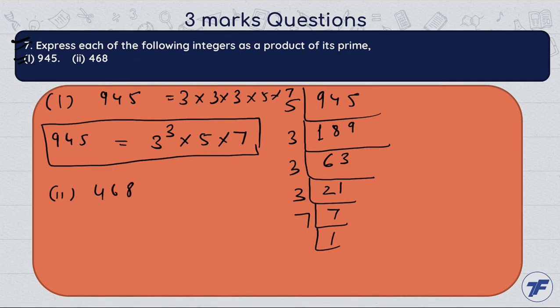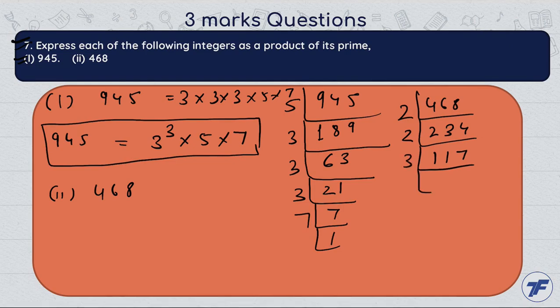468. First of all we have to find the factor. It is divisible by 2 because it is even number. 2 2 ja 4, 3 2 ja 6 and 4 2 ja 8. Again divisible by 2. 2 1 ja 1, 2 1 ja 1 and 7 2 ja 14. Now again it is divisible by 3 because its sum is also divisible by 3.